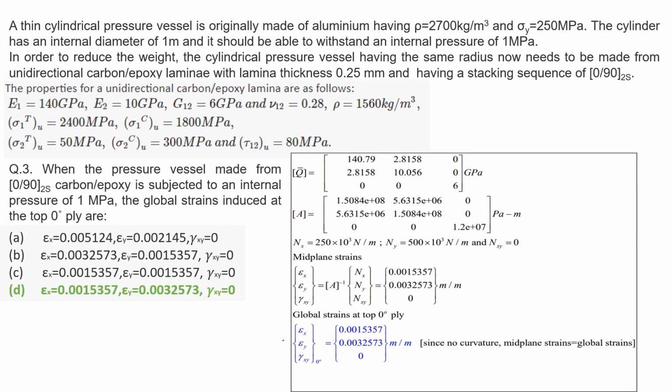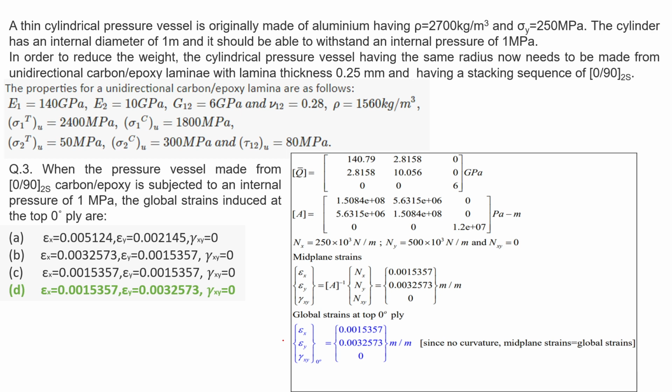Now the next question for the same given data is: when the pressure vessel made from 0/90 2S carbon epoxy is subjected to an internal pressure of 1 megapascal, what will be the global strains induced at the top 0-degree ply? These are given in the options.